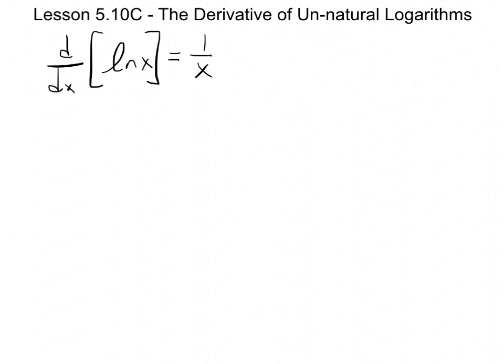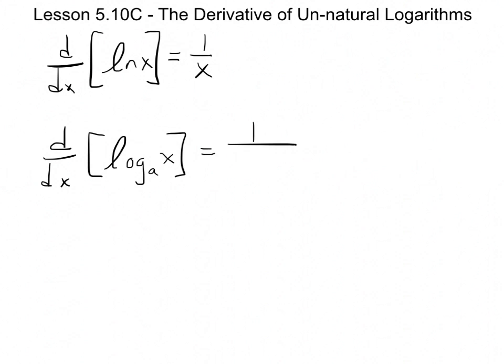Right? But what about when you have an unnatural logarithm? In other words, what happens when we've got something like the derivative of the log base a of x, some other base, some non-e based logarithm? And there's a formula for it. The formula for it just says that it's 1 over x times the natural log of a, right?